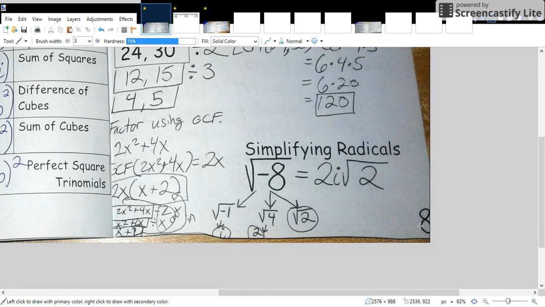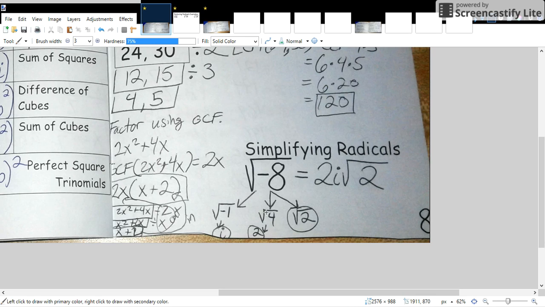Again, you're still on page 8 in your little quadratics book. You're going to simplify the square root of negative 8. First, you can pull out a square root of negative 1, which we just said was the letter i for imaginary. Then you have square root of 8 left, and you're going to see if you can pull out a perfect square. So we'll look at 4 first.